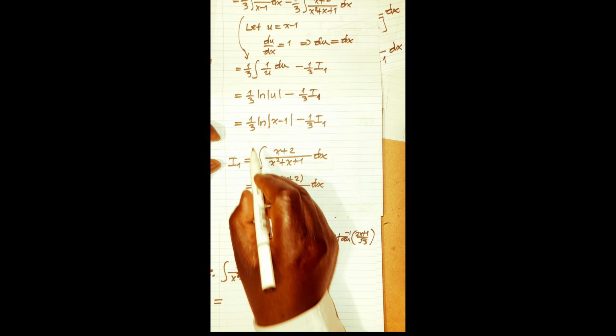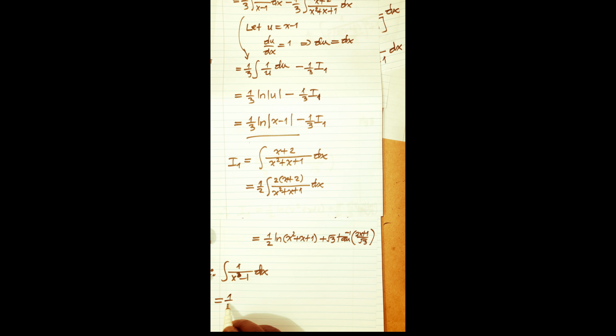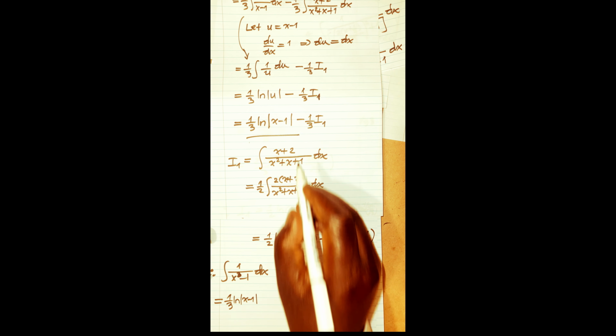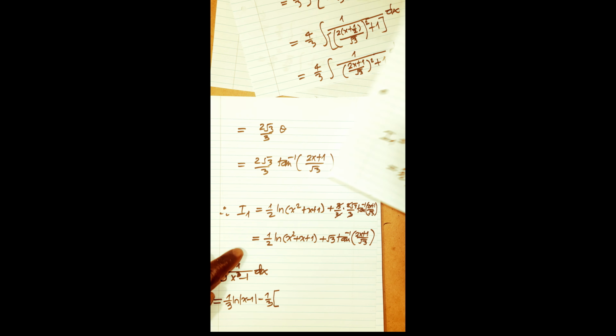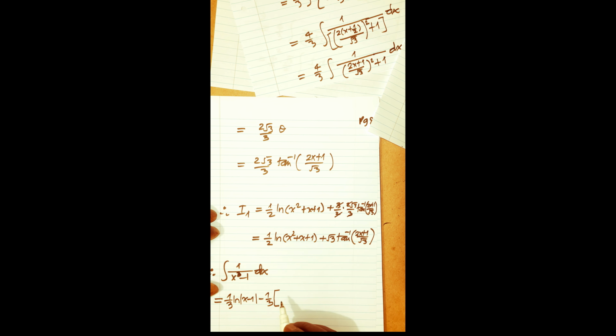I'm going to start far away on the left. I'm going to write this part first, 1 over 3 natural log of x minus 1. And then I have minus 1/3, 1 over 3 times I1. What is I1? Where I1 is this one that you see, that one there. And then I'm going to say times 1 over 2 natural log of x squared plus x plus 1. And then plus root 3 tan inverse of 2x plus 1 over root 3, and then we have to say plus c.